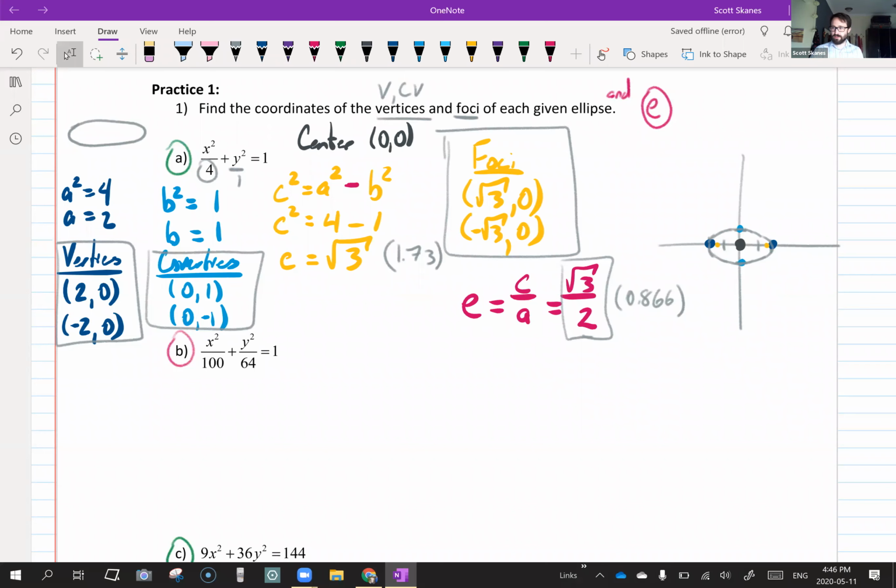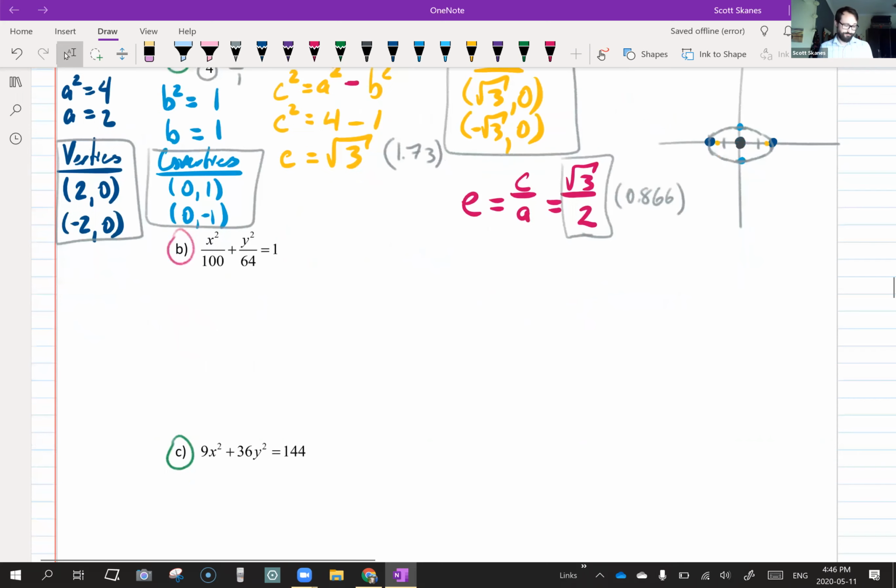Let's go through the same steps. Just practice, practice, practice.